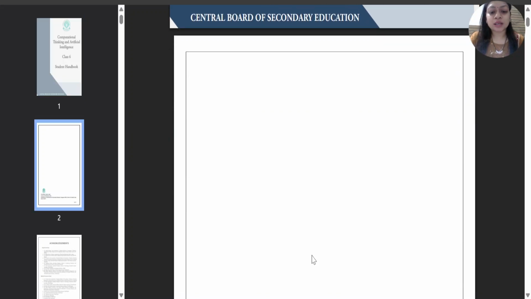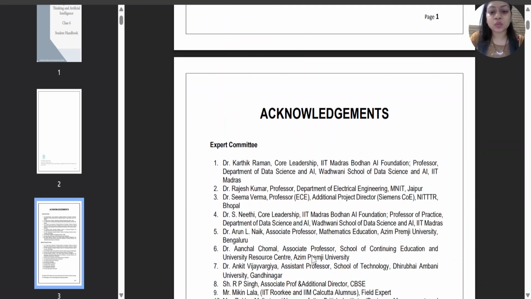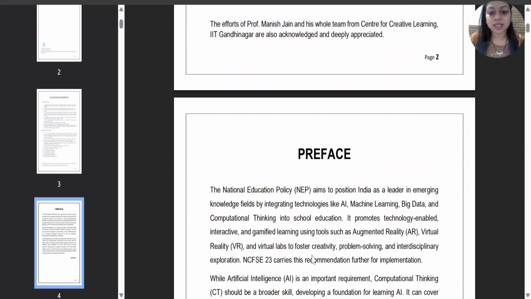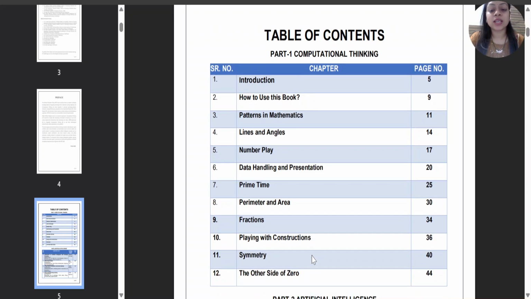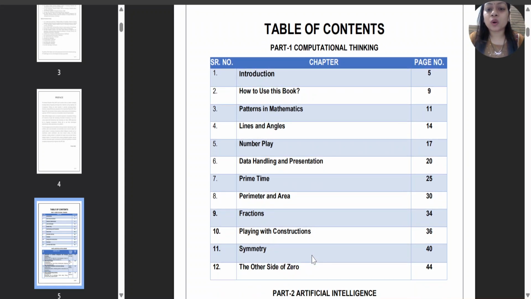The book goes like this: you will get an acknowledgement first, then the preface, then the content of the book, like what all this book will include. In part 1, where CT is concerned, first you will get an introduction, then how to use this book, then the patterns in mathematics, lines and angles, number play, data handling and everything according to your NCERT book which you are going to study in your main subject, mathematics.